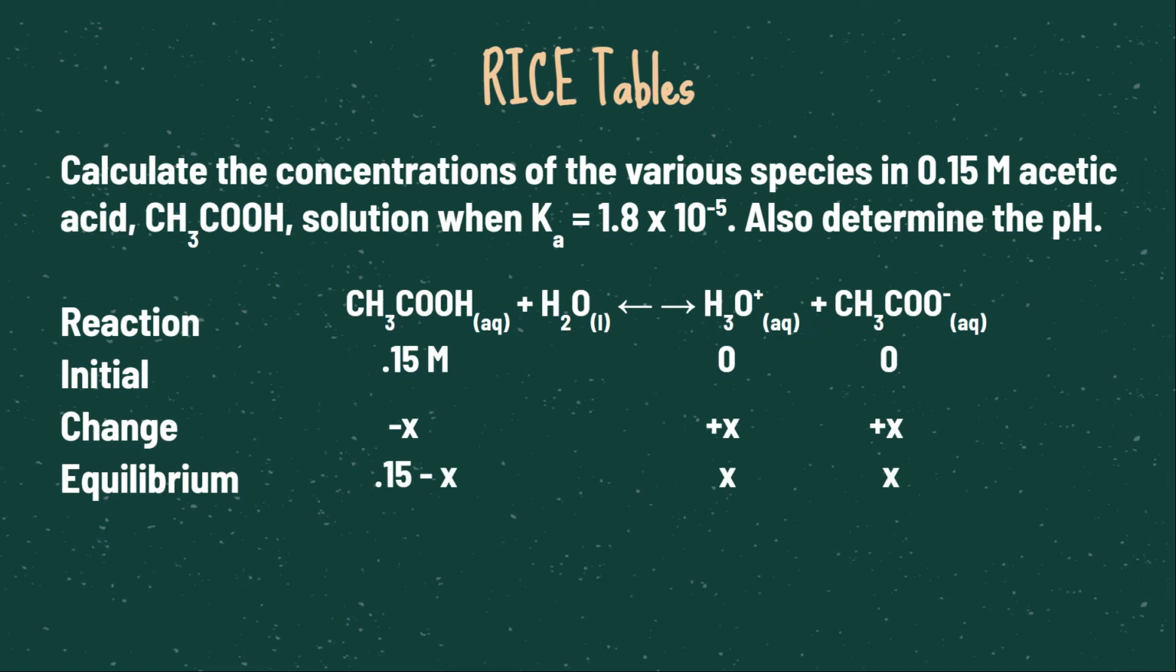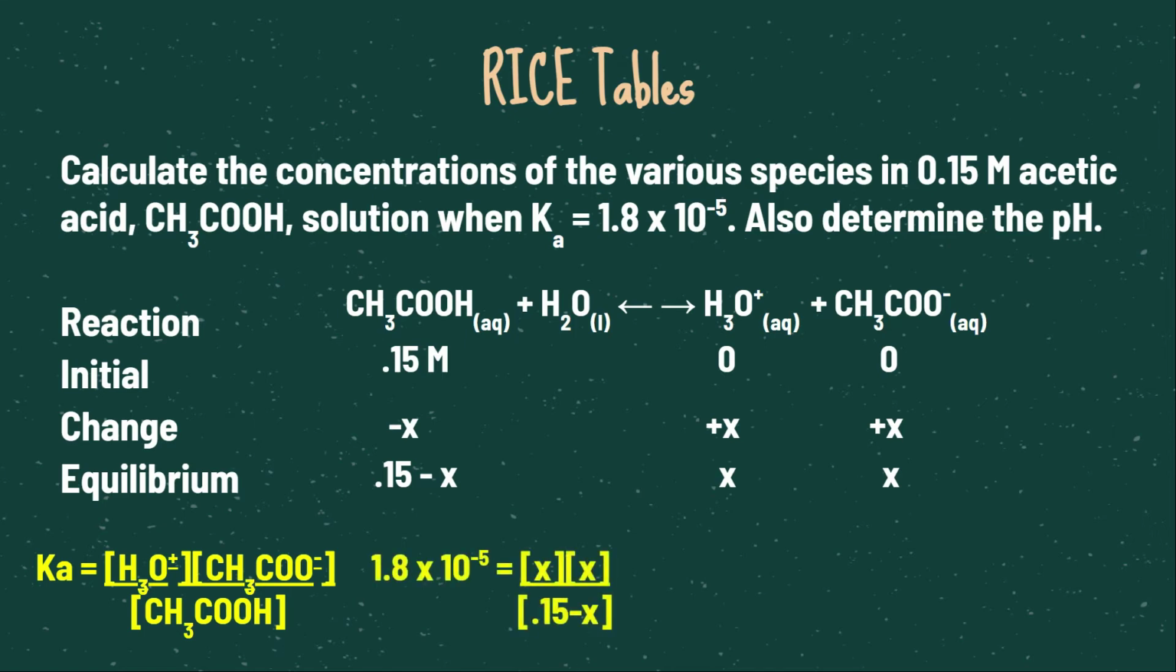So when I combine these things together, what I get is 0.15 minus X and then X and X on the other side. Conveniently, I'm also given the Ka value for acetic acid. So what that means is that I can plug this into an equilibrium expression and essentially solve for X. So my Ka is equal to the concentration of H3O plus multiplied by the concentration of my anion divided by the concentration of my original acid solution. Now what I can do is plug in the values that I calculated in my Rice table, like so, and then solve for X.